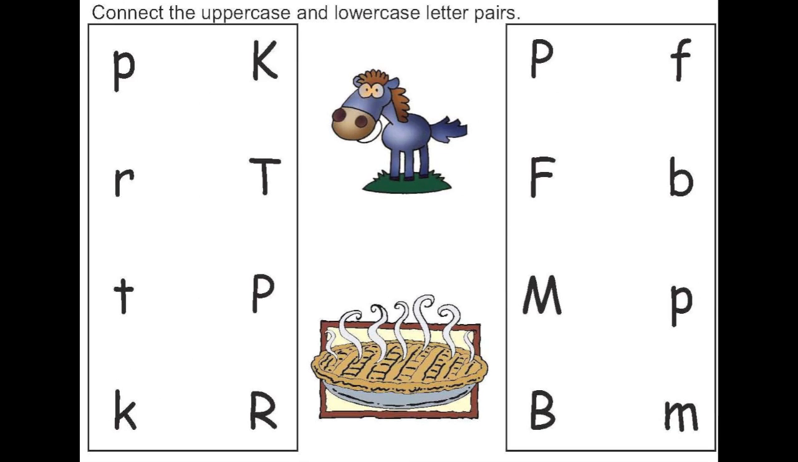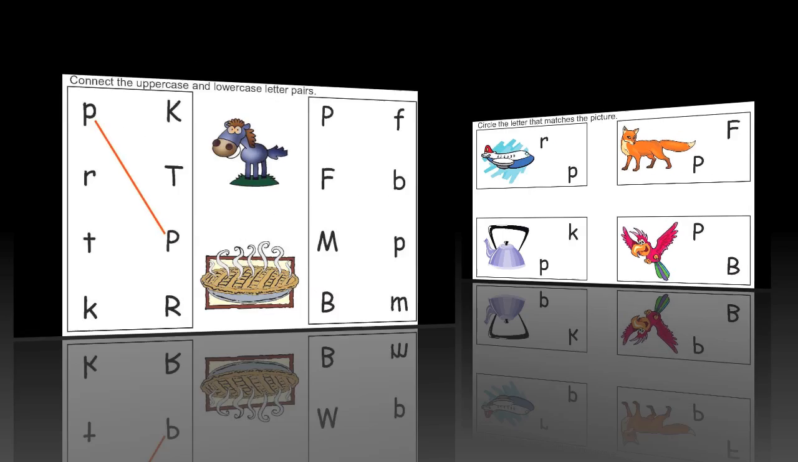This next exercise is a very good upper and lowercase letter review. Encourage the child to try this on his own before asking for help. The student will draw a line connecting the uppercase letter to the same corresponding lowercase letter.